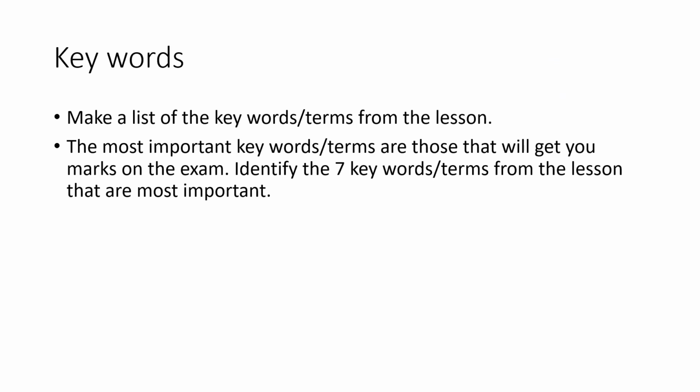And just to finish off, what you need to do is make a list of all the keywords and terms from the lesson, the most important words or key terms that you get in the exam, and try and identify and narrow it down to the 7 most important. So of all the key terms and keywords that you can identify, try and narrow it down to just 7 things that are most critical to the concepts that were covered in this lesson on T cells.